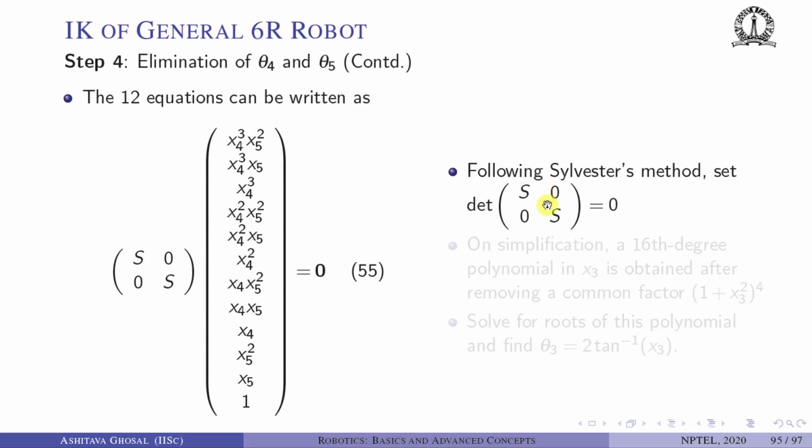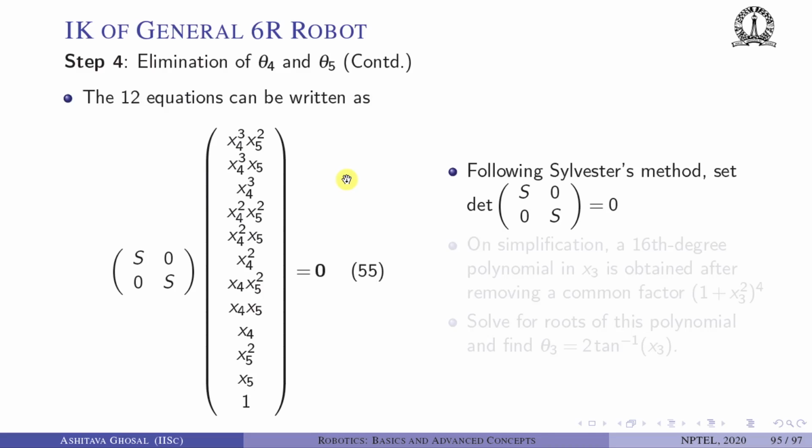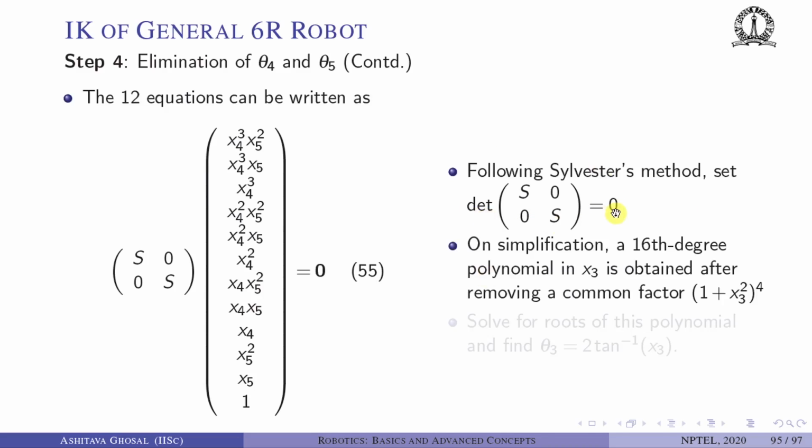Following Sylvester's method, we set this determinant equal to 0, because that is the condition such that this column vector is non-trivial. Okay, so what do we have? We have the determinant of S, which is some horribly complicated terms containing only theta 3, sine theta 3 and cos theta 3. So we have a long expression, which on simplification will give us a 16th degree polynomial in tan theta 3 by 2.